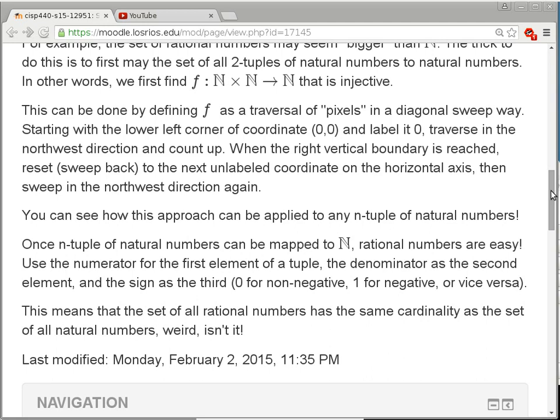Yep, go ahead. Did you say that function was injective and not surjective? If we're only considering integers, then it is injective, but it is not surjective. But how is it injective? Wouldn't negative 1 map to negative 2?